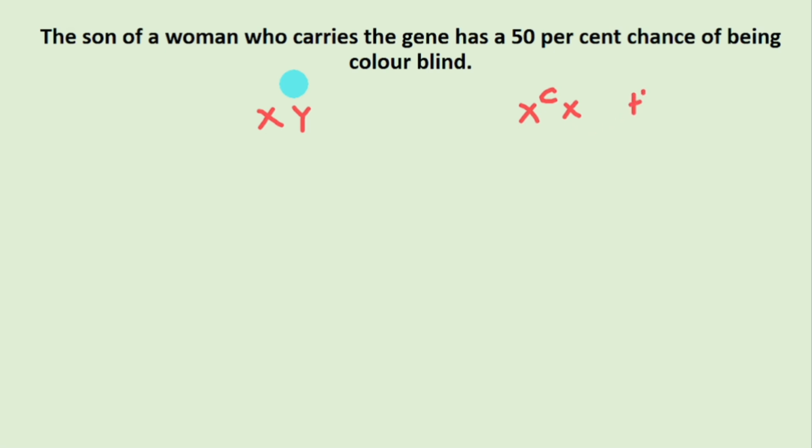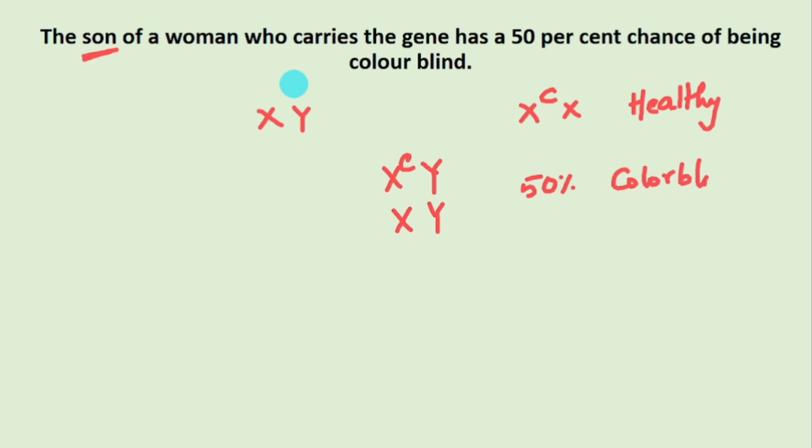Therefore, this woman will be healthy, but she harbors this chromosome. Father is also healthy. So in case of son, you will have to find out the probability of the son being colorblind. The Y chromosome will come from father, and either this X chromosome will come or the other one. So there is a 50% chance of the son being colorblind, and a 50% chance that the son will be healthy.